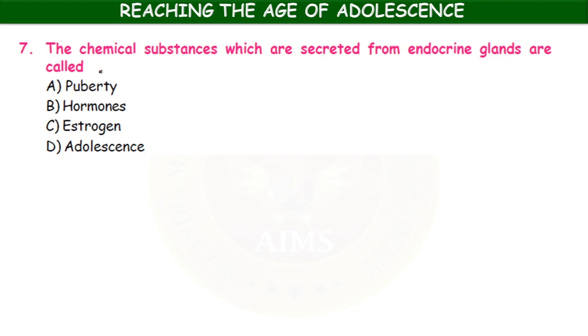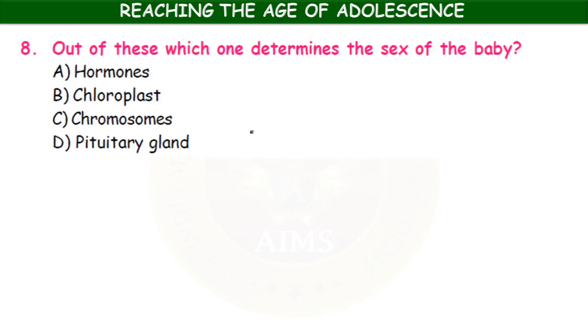The chemical substances which are secreted from endocrine glands are called puberty, hormones, estrogen, adolescence. The chemical substances secreted by endocrine glands are called hormones. Out of these, which one determines the sex of the baby? Hormones, chloroplast, chromosomes, pituitary gland. It is the chromosomes which determine the sex of the baby.